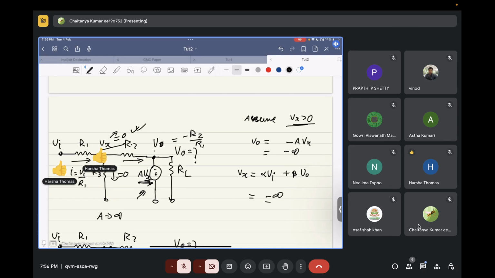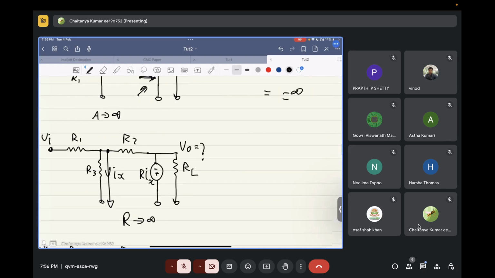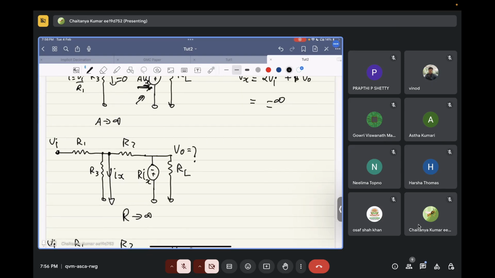Okay. So we saw that a voltage controlled current source can be used as an op amp. A voltage controlled voltage source can also be used as an op amp. Now what is this? Current controlled voltage source. Let's try to see if this can be used as an op amp or not. So what happens?